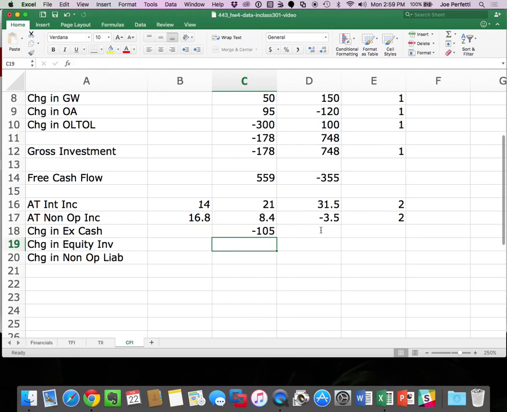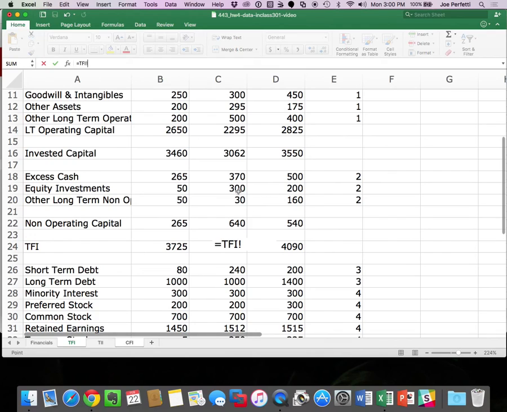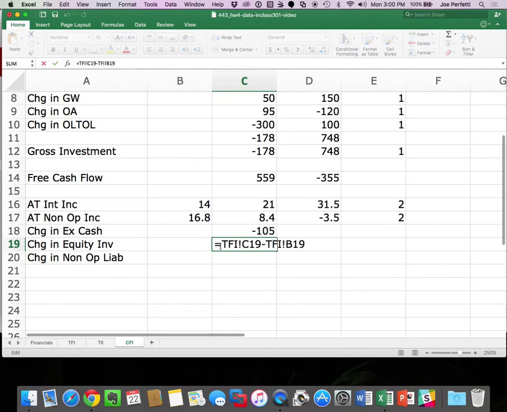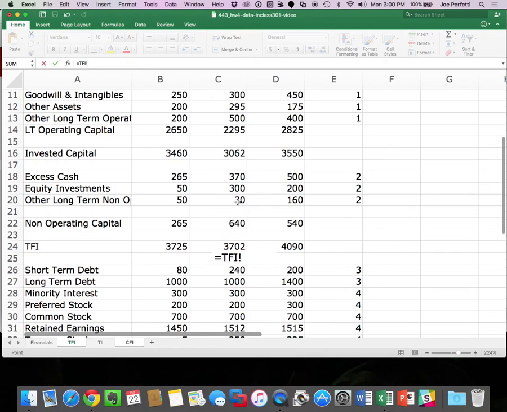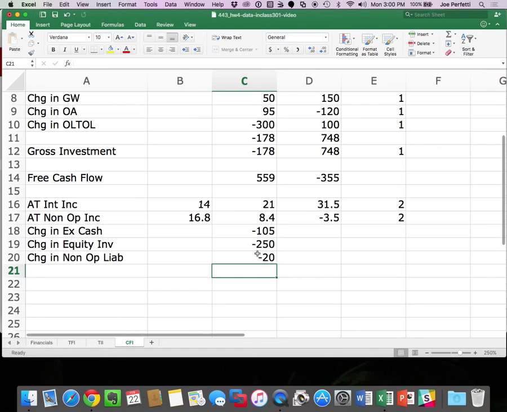Change in equity investments. My equity investments went from 50 to 300. I spent $250 on equity investments. Well, that is going to reduce the cash available to pay out because I spent the money. My non-operating liabilities went from 50 to 30. Well, that freed up cash, 20 of cash.